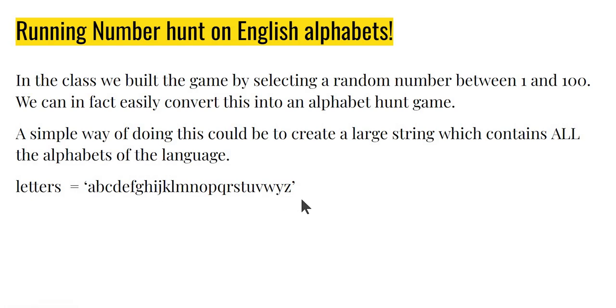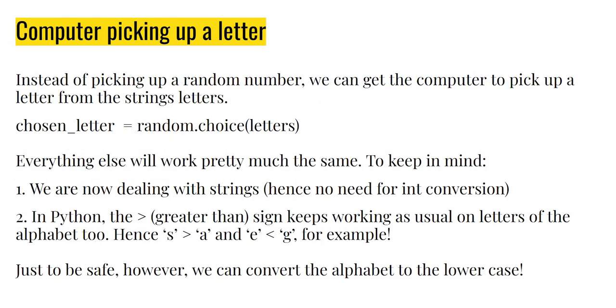So this becomes sort of the backbone of this game. And when the computer picks, instead of picking a random number, we'll get the computer to pick a letter from the string letters, and we'll do that using this module random, which we've already imported, and there's a function in there called choice. So I say random.choice(letters). Basically it means pick any one letter from these letters, which is kind of equivalent to saying pick a number between, let's say, 1 and 100. In fact, everything else will work pretty much the same, as we'll see in just a moment.